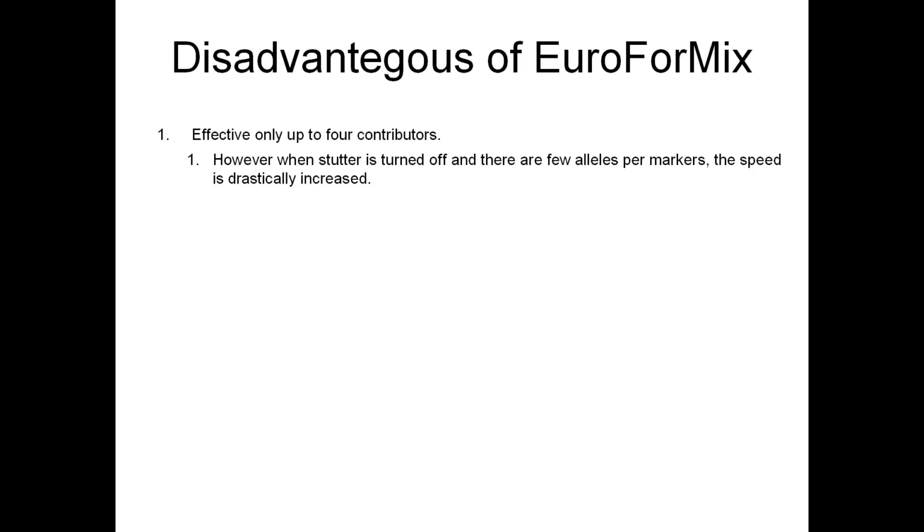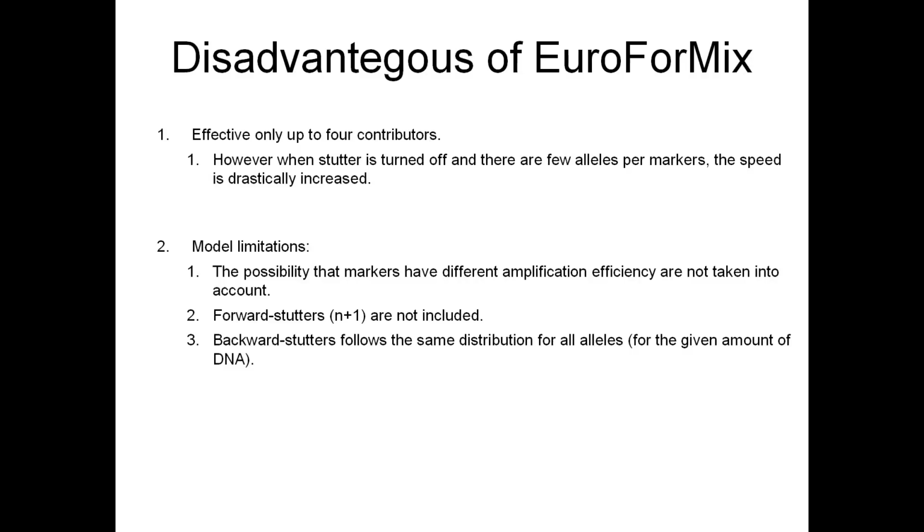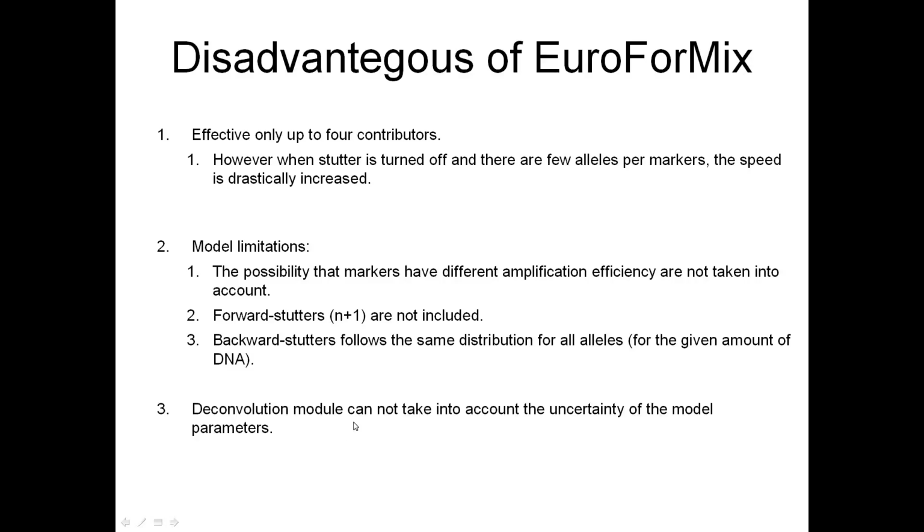The disadvantage of EuroForMix is that it's effective only up to 4 contributors. However, when we turn off the stutter model, it will speed the procedure drastically. There are also model limitations in that it is possible that markers have different amplification efficiency, which is not taken into account. Forward stutters are not included, and backward stutters always follow the same distributions for all alleles for a given amount of DNA. And in the deconvolution module, we are not able to take into account the uncertainty of the model parameters.